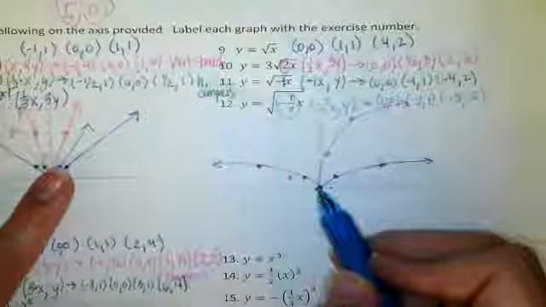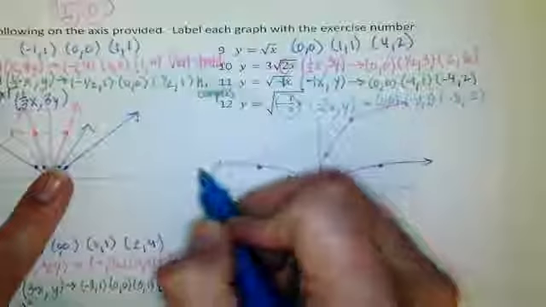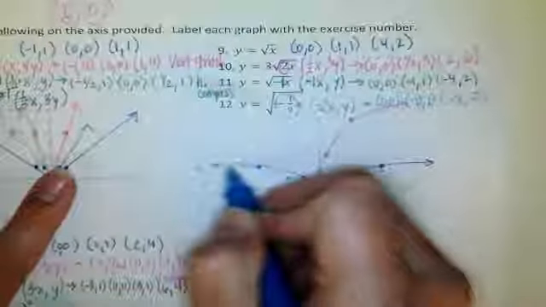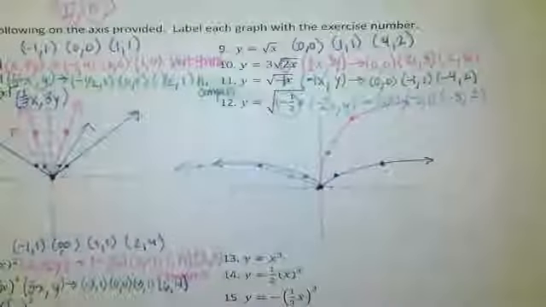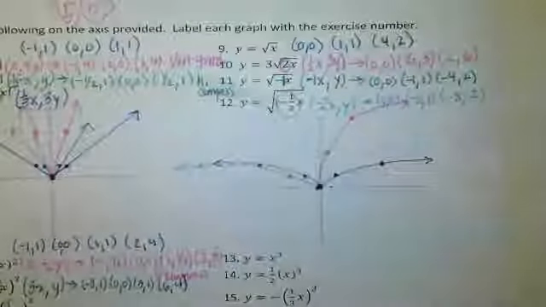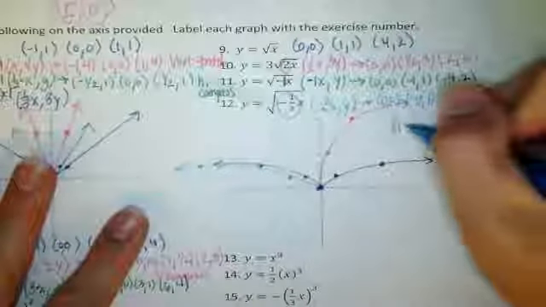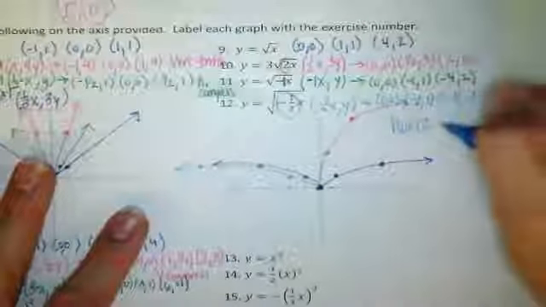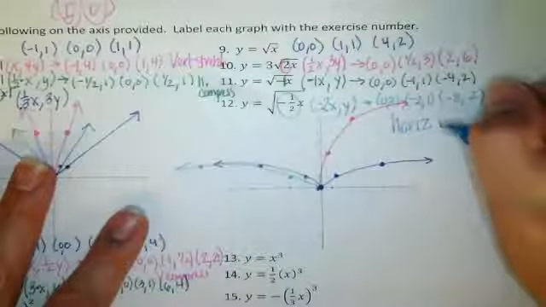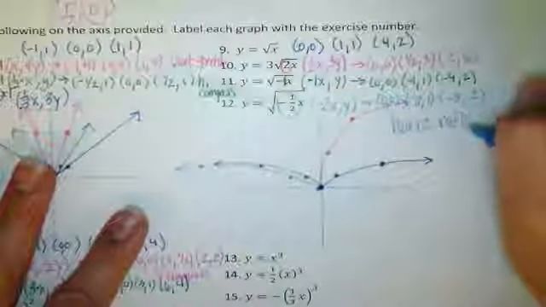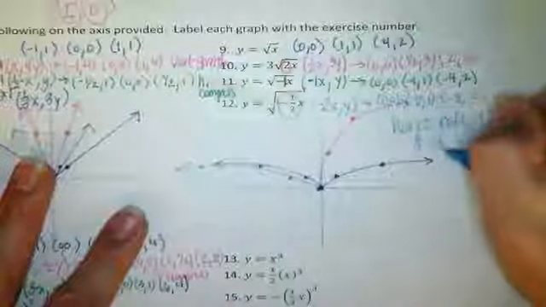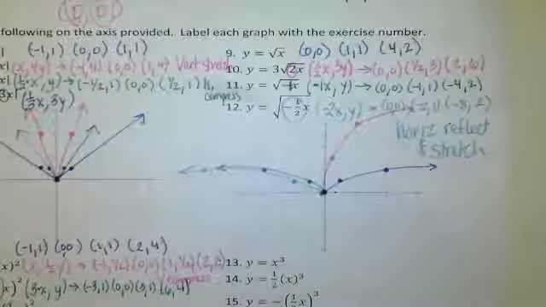0, 0, negative 2, 1. What is this called? How would you describe this one? Horizontal stretch, yeah, reflect and stretch. Horizontal reflect and stretch by a factor of 2.